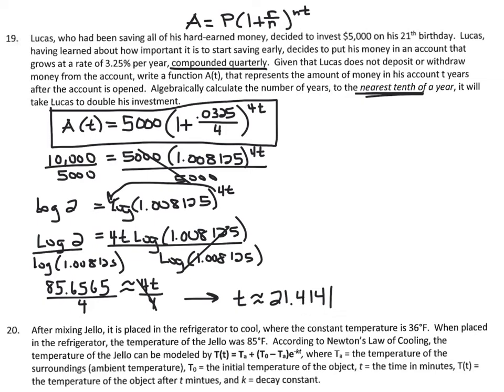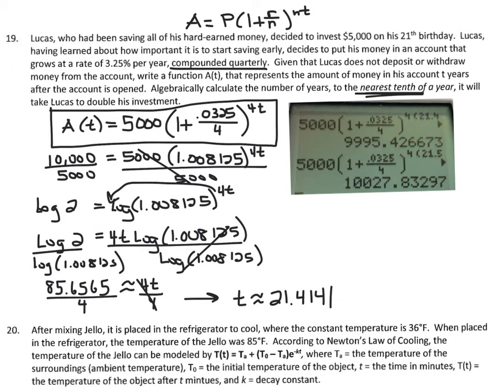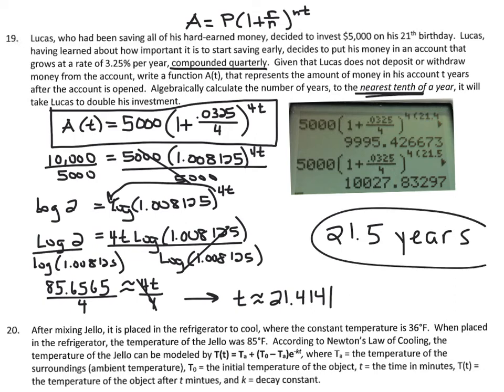Let me show you what I mean in my calculator. What I did was I took this original function here, and I replaced the t with a 21.4, and then underneath it, I replaced the t with a 21.5. Now you'll see if we were to round down to 21.4, we wouldn't have quite doubled the account yet. There'd be less than $10,000 in the account. Whereas if we rounded up to 21.5, he will have surpassed the $10,000. He will have doubled the money in his account. So we're going to have to round up to 21.5 in order for that to happen. So 21.5 years would be the answer to the nearest tenth in order for his account to double.